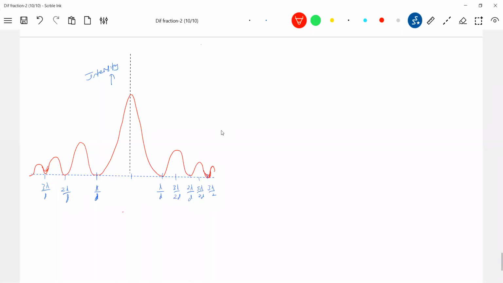So there's the angular separation. What about this X-axis? This graph is very important. They may test you with this graph also.